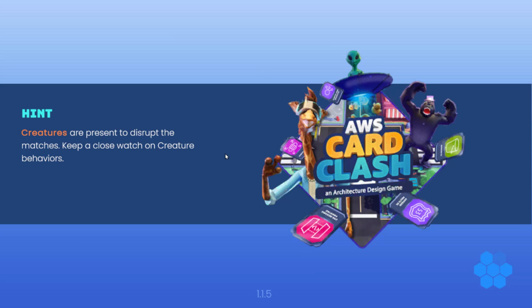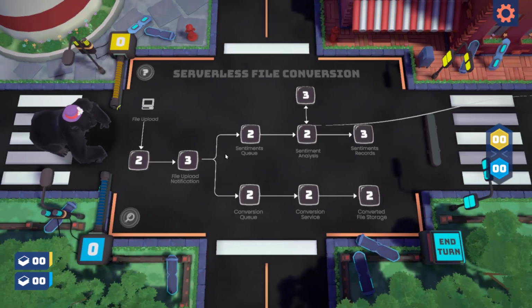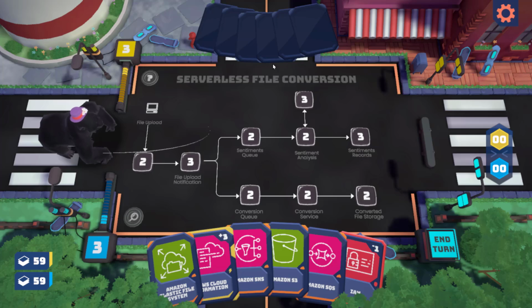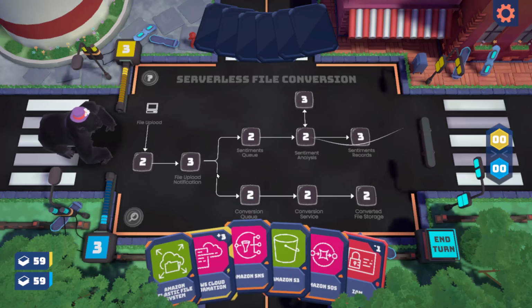Yeah, we are seeing a lot of serverless services, and trust me, even in real time in your projects, people are going to use a lot of serverless services. Oh, good for us, it's our turn, first turn.